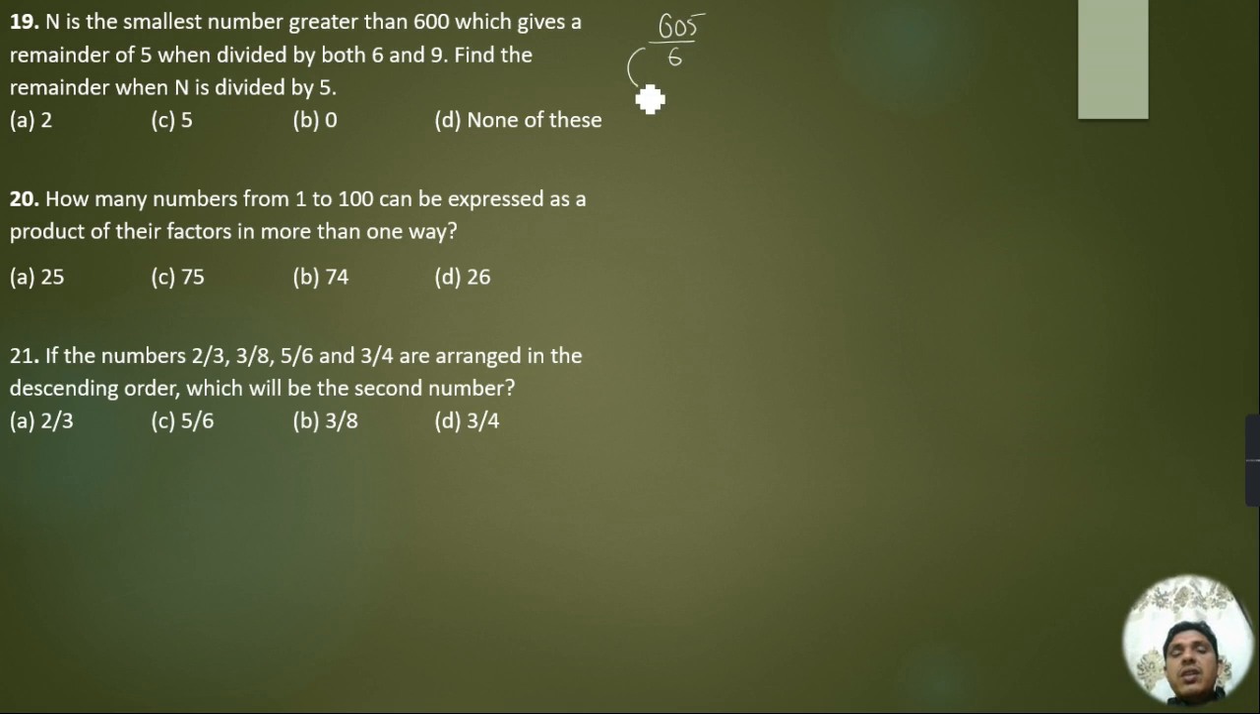But if we check divisibility by 9, will the remainder be 5? No, 9 6s are 54, remainder 6, and 9 7s are 63, so the remainder here is 2. That means we have to go for another choice. The next number after 605 will be 611. Divided by 6, the remainder will be 5, but divided by 9, 9 6s are 54, remainder 7, and 9 7s are 63. So no.